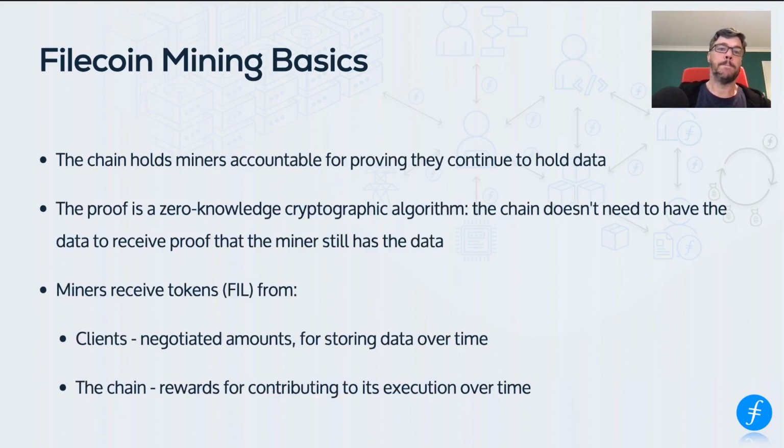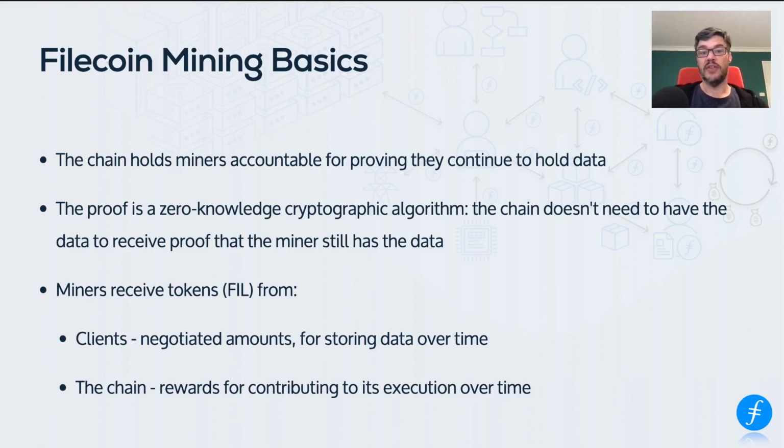Now, the chain holds, as I said, miners accountable for proving they continue to hold this data. The proof is a zero-knowledge cryptographic algorithm. That is, the chain doesn't need to have the data to receive valid proof that the miner still has the data. So that might sound a little bit strange, but these proofs are clever enough that the miner could be the only computer in the world holding that data, and they could still be held responsible over the period of time they have it for proving that they still have it. So these are some very, very clever zero-knowledge proofs. If you're interested in that, I would recommend looking into it because these are fascinating bits of work.